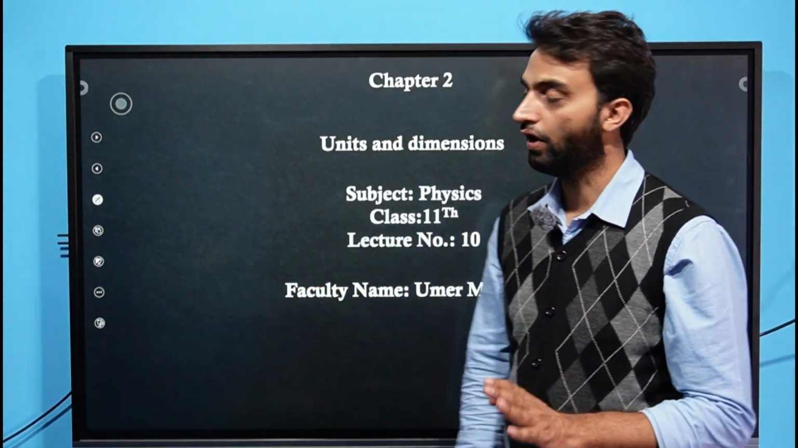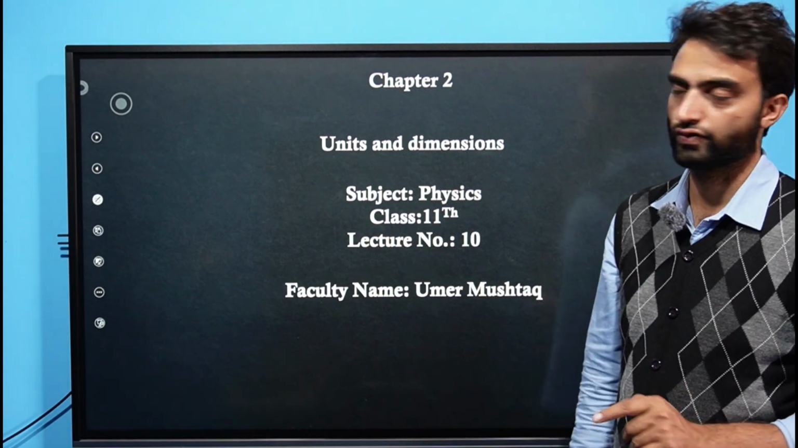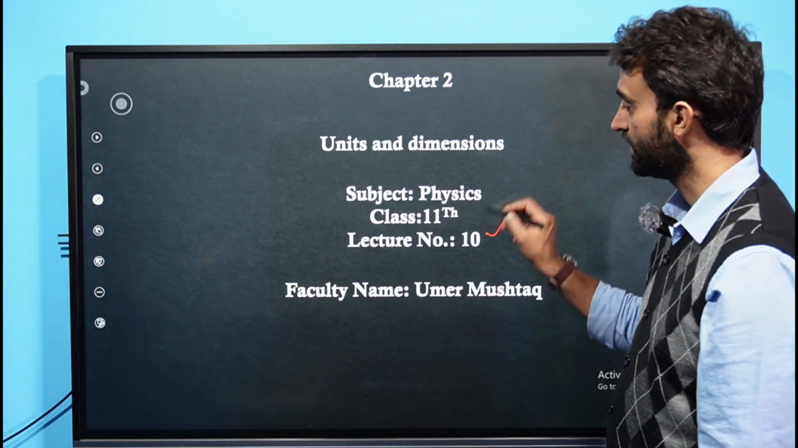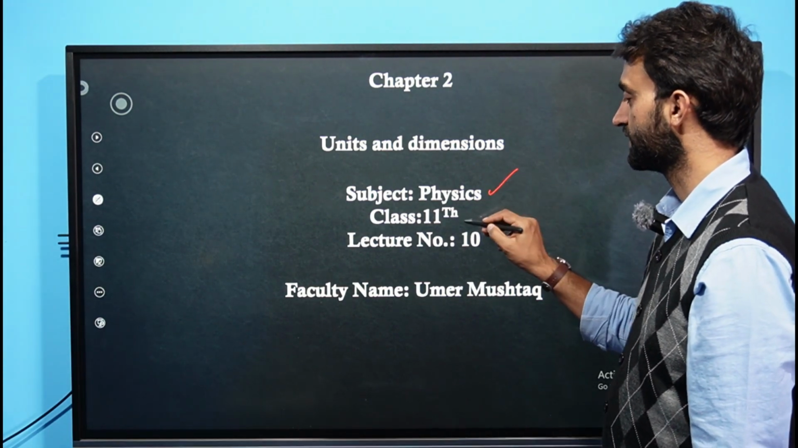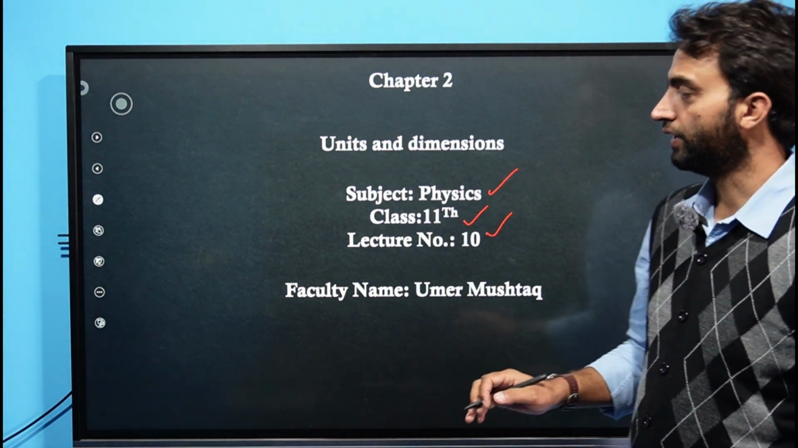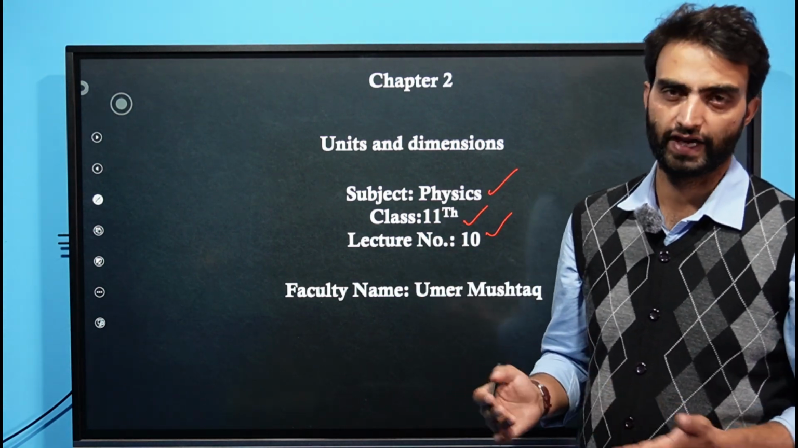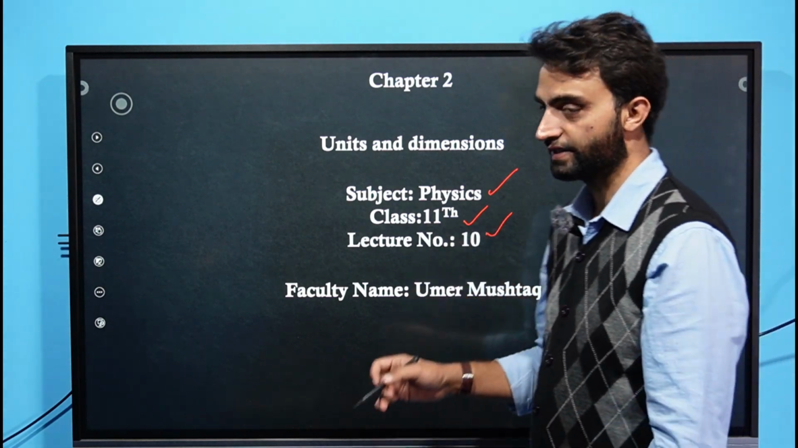Hello students. So until now, you all may have got 9 lectures from this units and dimensions. This is the 10th lecture of units and dimensions. So this is from the subject physics, class 11th. Now in this chapter we are going to start about the propagation of errors. So let's go to the contents section.